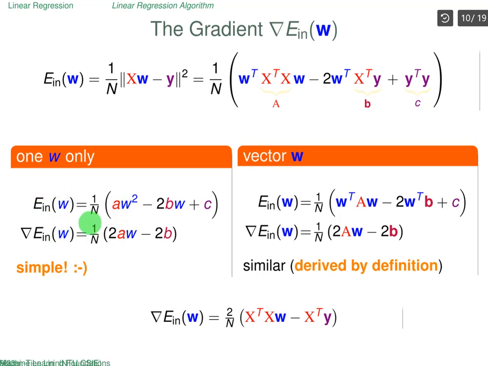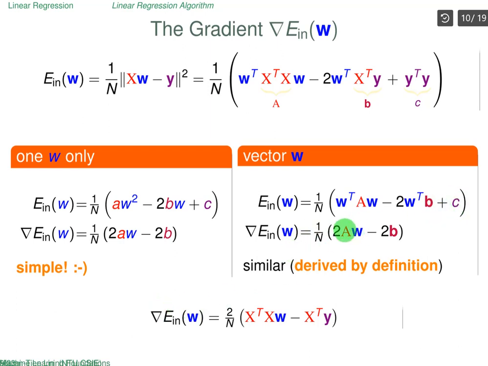W, will be equal to the following: 1 over n, 2AW minus 2B. The constant C cancels out. The 2 goes up here, so we are left with 2AW minus 2B. This is the gradient when we have the in-sample error with a scalar weight. In the vector case, it is very similar. The in-sample error is given as follows. We just need to differentiate the in-sample error with respect to the weights, which will give us 1 over n, 2A matrix, where A we denote as X transpose X, times W, minus 2B, and then the C cancels out, as it is a constant.